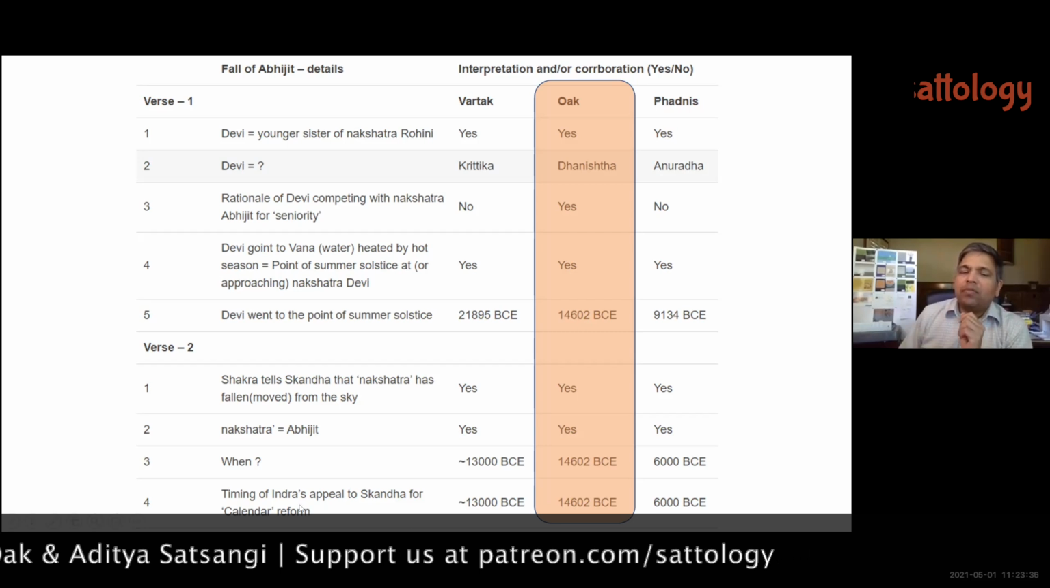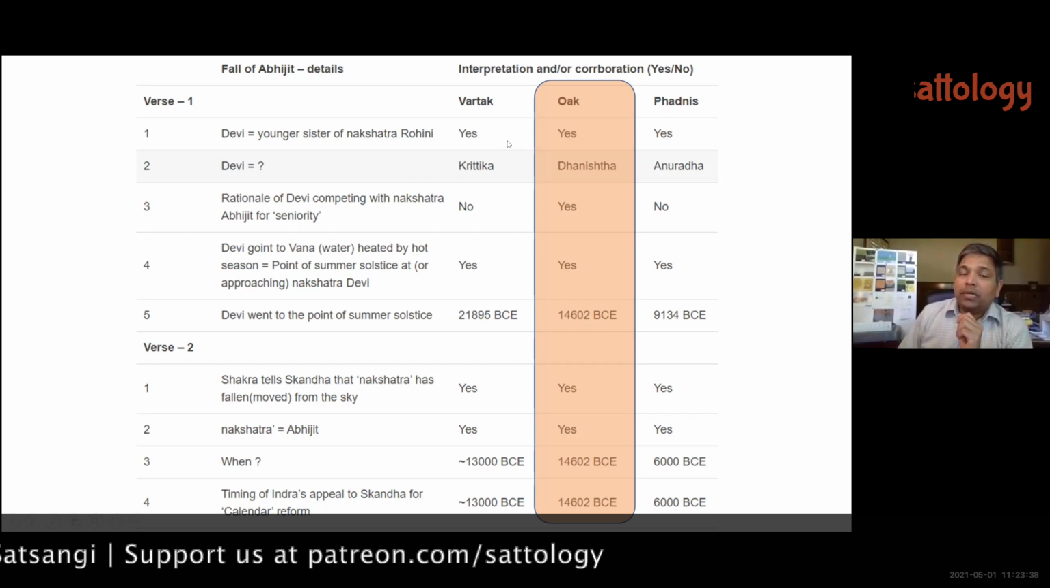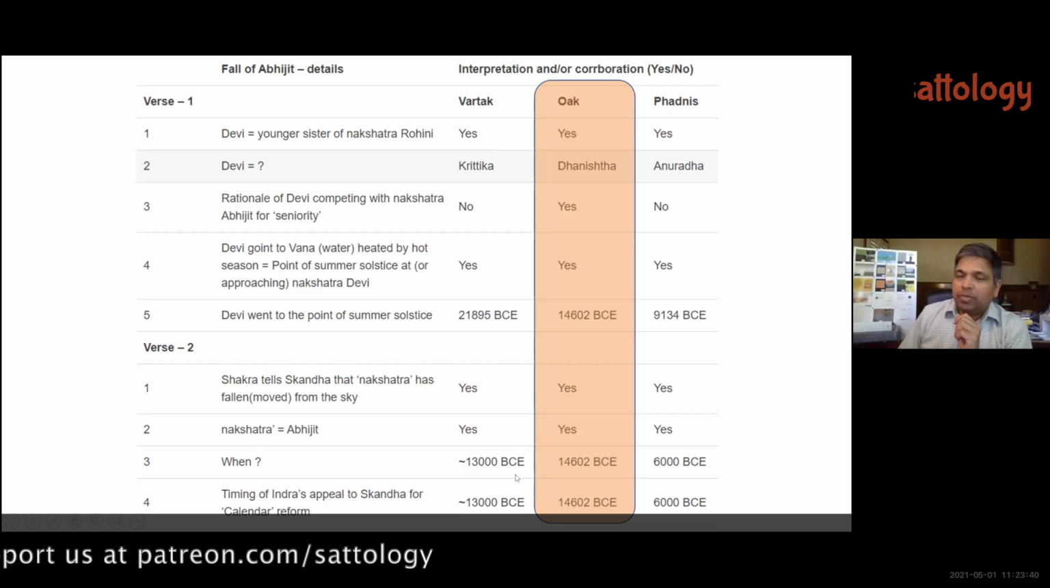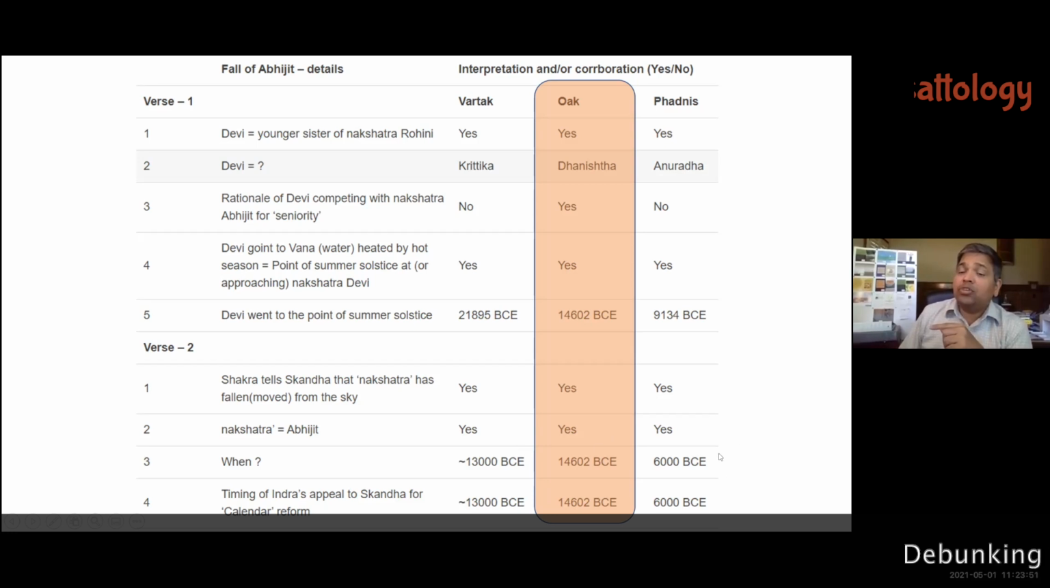And what is the timing of it? Because again, Vartak is taking Abhijit, that's 13,000 BC. So I wouldn't say there is any difference between what Vartak is saying and what I am saying. Okay, directionally that is correct. 13,000 BC, 14,000, that's not the difference. But Fadnis has a huge difference. And of course, Iyengar is always stuck in 1478, the year 1478.